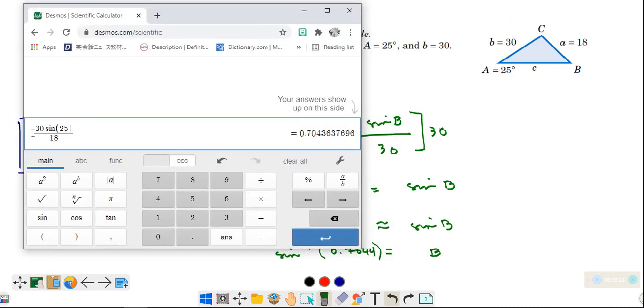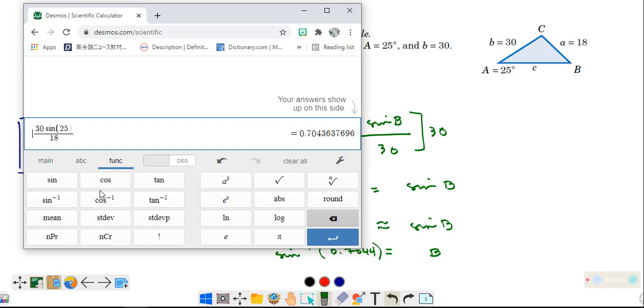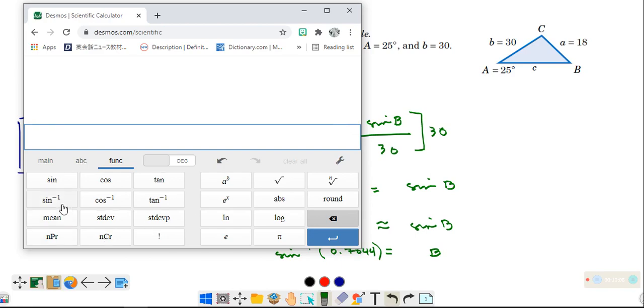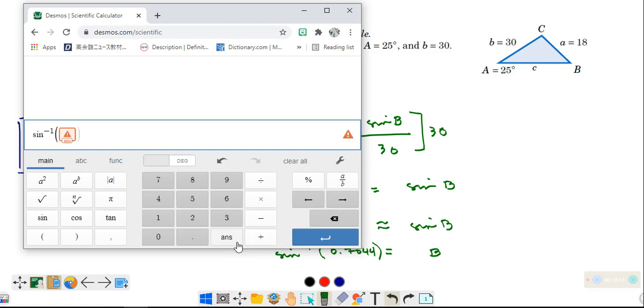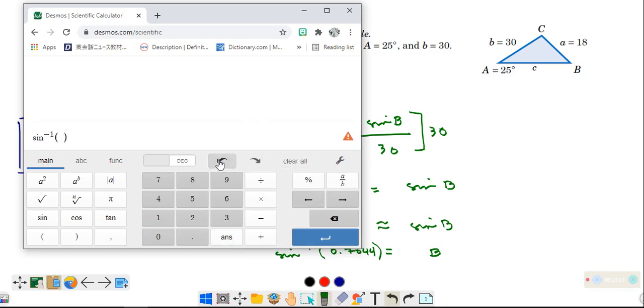So, this time, meron tayong answer dito which is 0.7043637696. Pag pinindot nyo tong answer dito, lalabas ito. Okay? So, let's go to the different functions. This is sine -1. So, i-clear lang natin yung ating window. So, arcsine of our answer. Ay, kinlear ko nga pala, nawala siya.